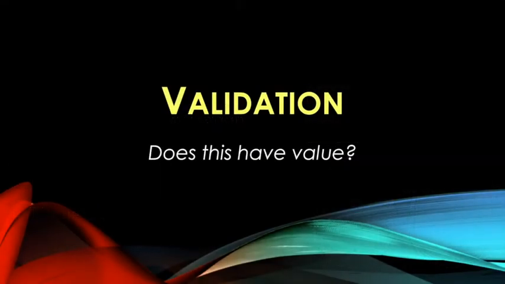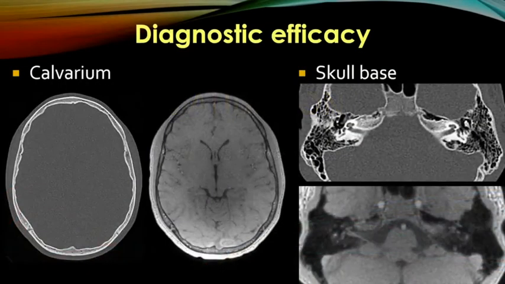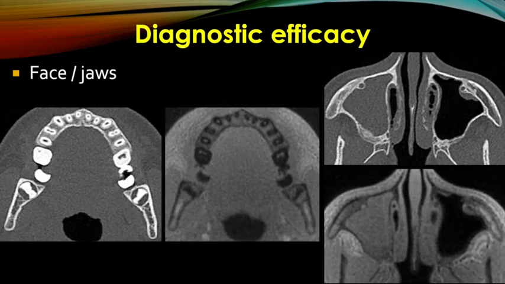Finally, validation. Does this have value? So we have a large-scale research study going on right now, funded by multiple foundations, including the ASHNR, to look at the diagnostic efficacy of ZTE versus CT for clinical applications. So we're looking at multiple things. One thing we're doing is having radiologists score the landmark visibility as well as their diagnostic confidence for various areas of the head and neck. So we're looking at different parts of the calvarium, sutures and fontanelles, the skull base and temporal bones, as well as the face, paranasal sinuses, jaws, and teeth.